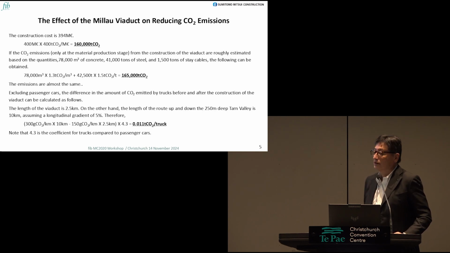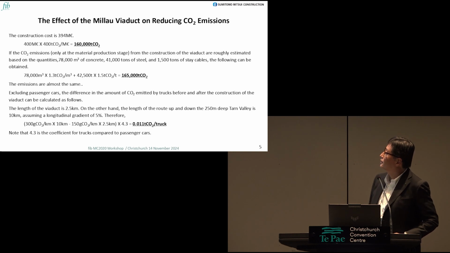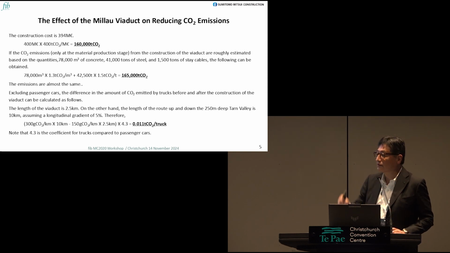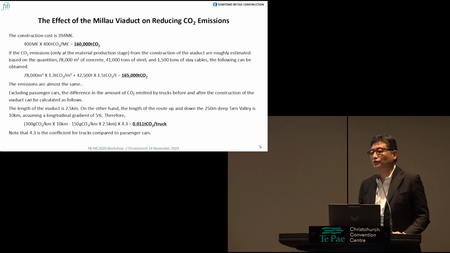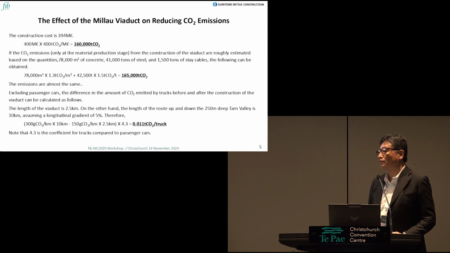So this is roughly very close to the real value. And this is a very high-level viaduct, as you know. The highest pier is 250 meters. So before that, the trucks go down and go up.